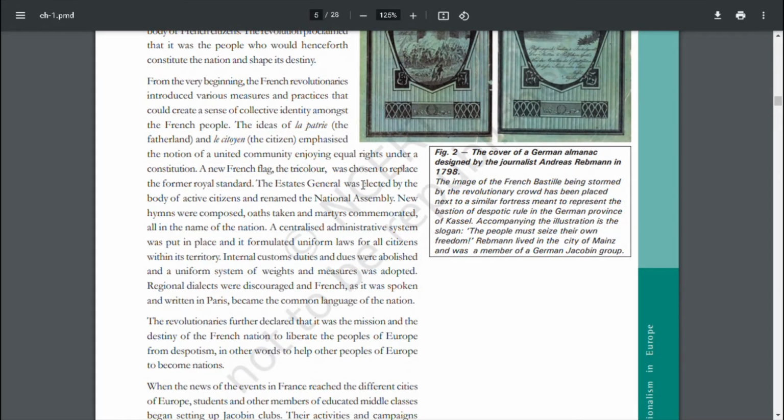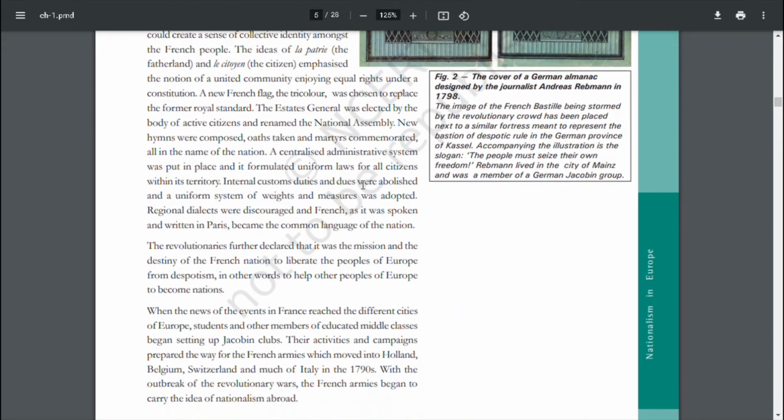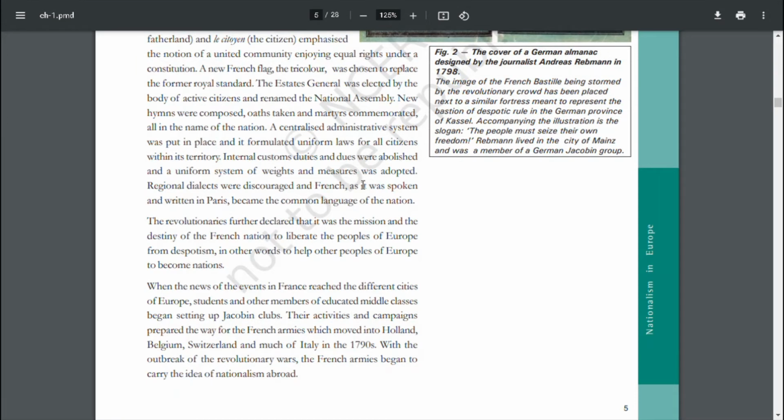From the very beginning, the French revolutionaries introduced various measures and practices that could create a sense of collective identity among the French people. The ideas of la patrie, the fatherland, and le citoyen, the citizen, emphasized the notion of a united community enjoying equal rights under a constitution. A new French flag, the tricolor, was chosen to replace the former royal standard.